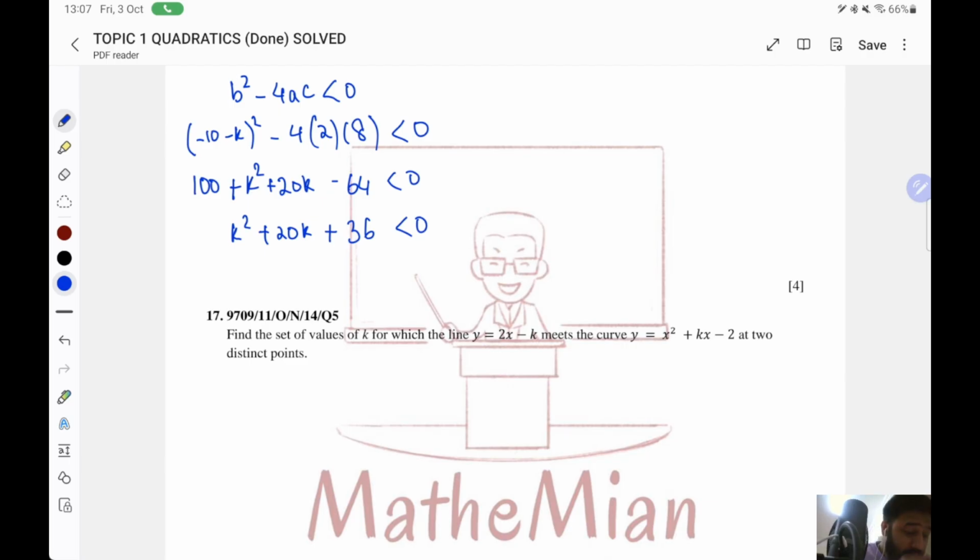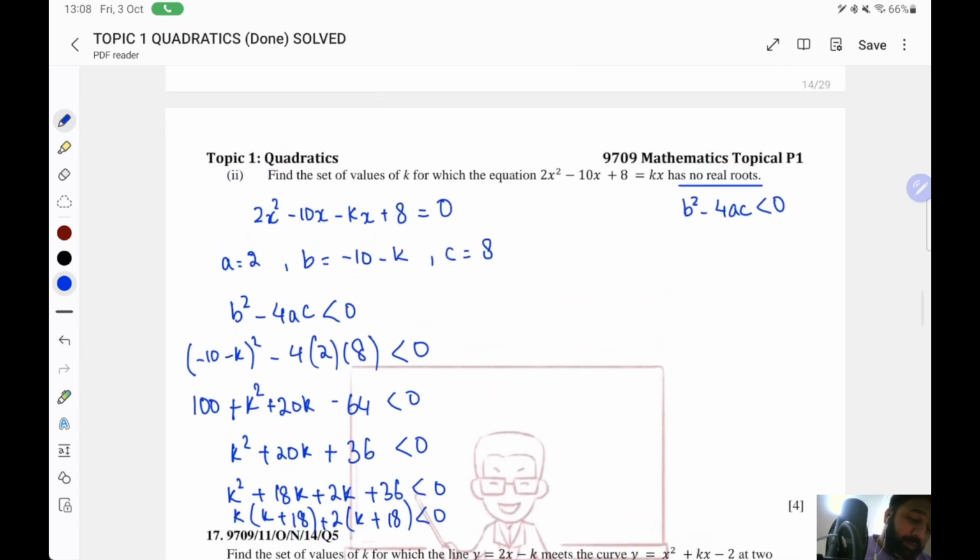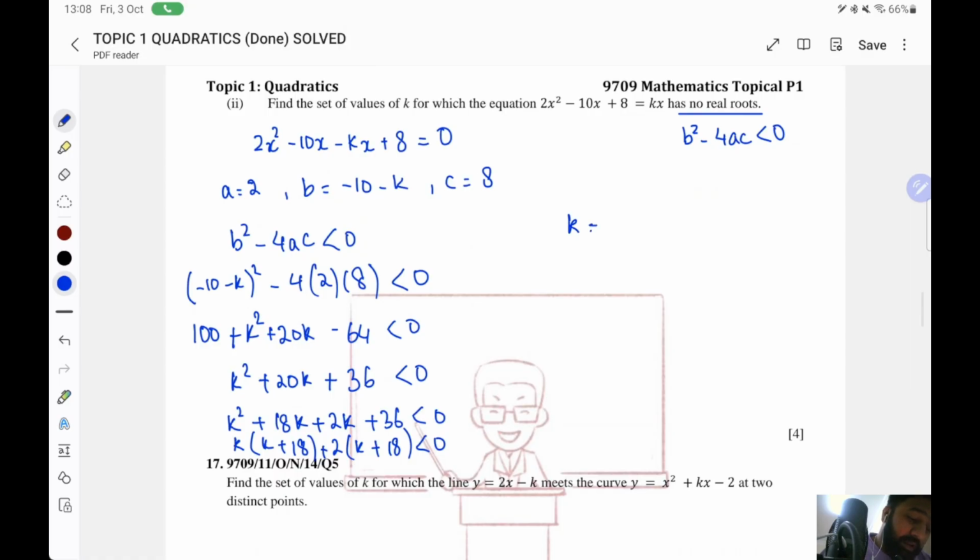So let's find the critical values for this. The critical values will be k square plus 18k plus 2k plus 36 less than 0, so k plus 18 times k plus 2 less than 0. So the two critical values of k will be minus 18 and minus 2. These are going to be the two critical values for k.